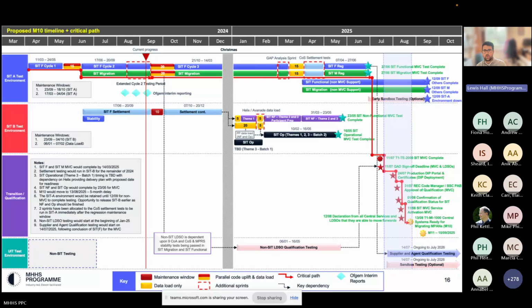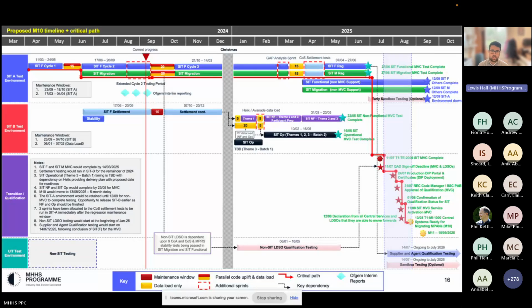Obviously, there are implications and considerations around that that need to be assessed and reviewed if that were to occur. As it stands, we're planning for M10 being on the 13th of August. But again, it's just to say that if people can go faster, we'll do everything as a programme to enable that.